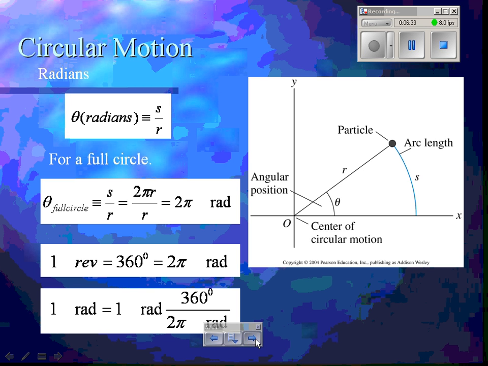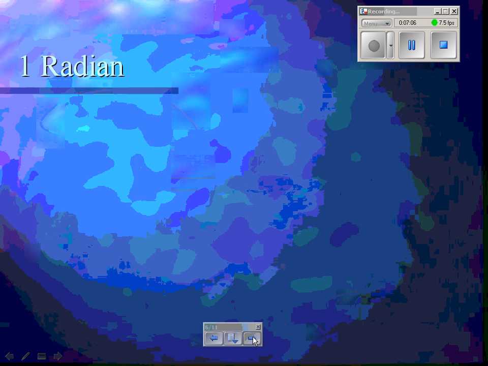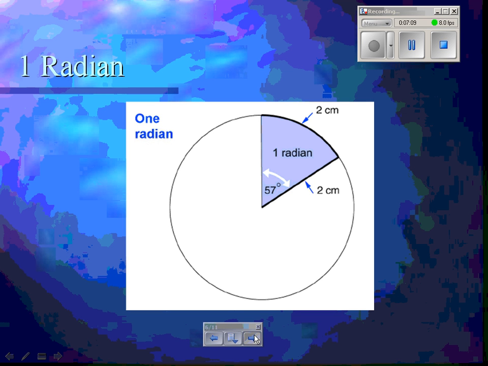Actually, I'm going to move through this. This is explained in more detail in chapter section 4.5. We're just rearranging this relationship above here. This is often the way you'll see the arc length S reported. The relationship between S and theta is just to multiply theta by r. Again, theta has to be in radians here. And I've already mentioned that 1 radian is defined as the angle when the radius equals the arc length.